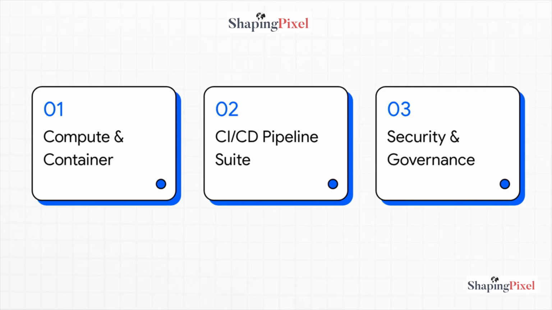Here's our blueprint for today. We'll start with compute and container architecture, move horizontally into the CI/CD pipeline suite, and then wrap it all up with application security and governance.